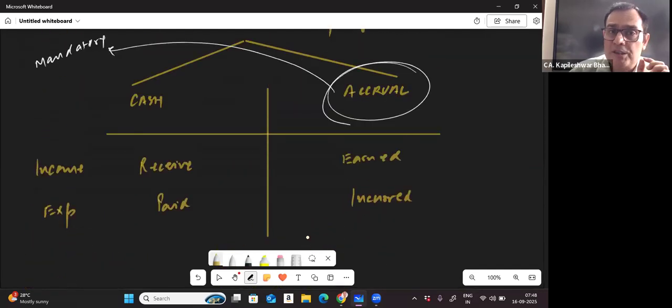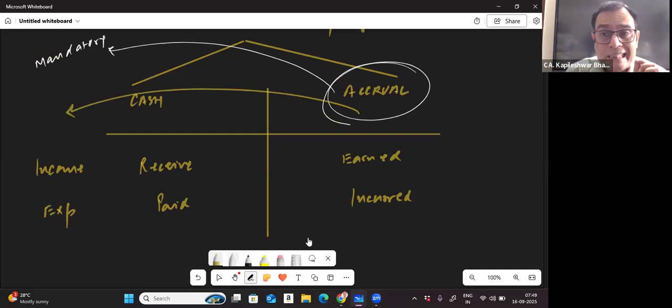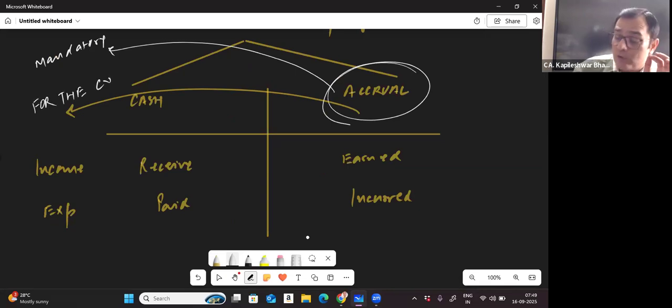When I say accrual basis of accounting, there is another important aspect: income and expenses are recorded only when they are for the current year. You record an income when it is income for the year, and an expense when it is for the year. If you receive an income in advance for the next year, that's not income for that year.